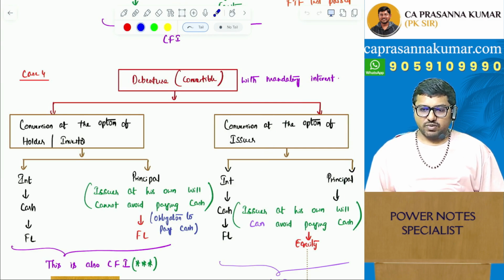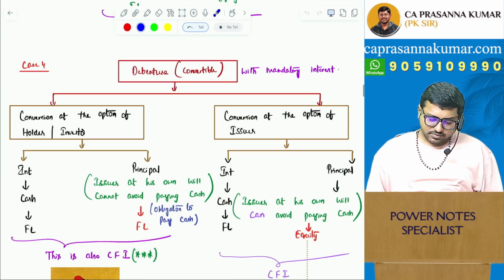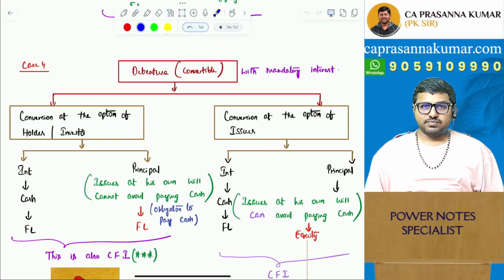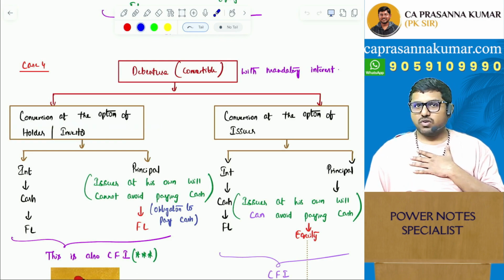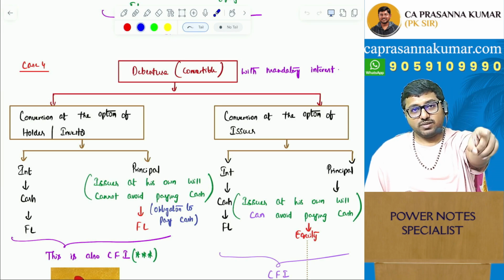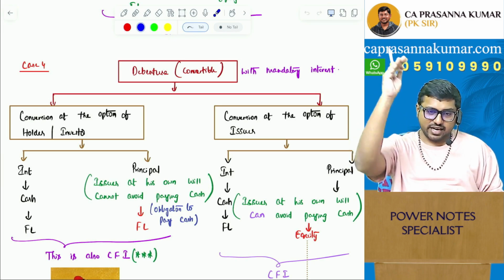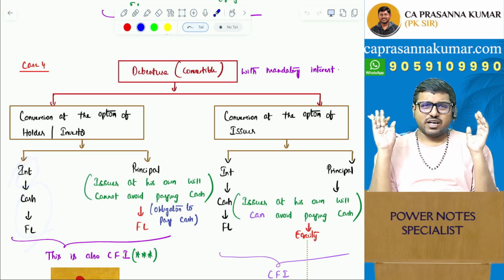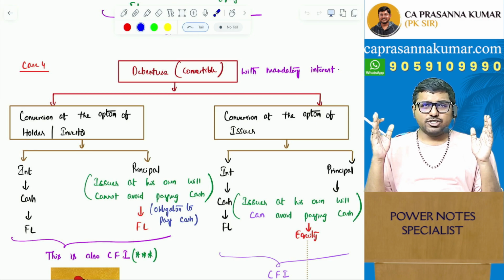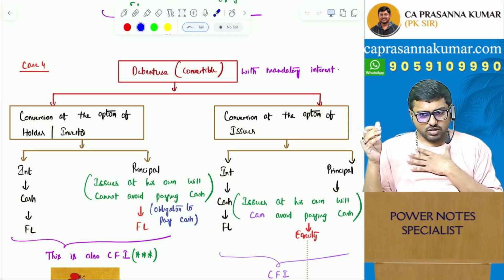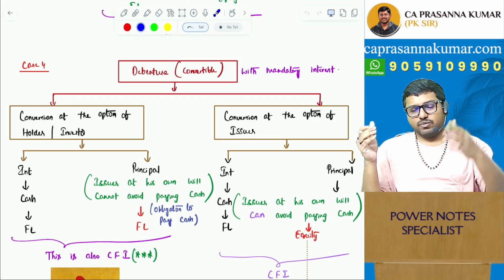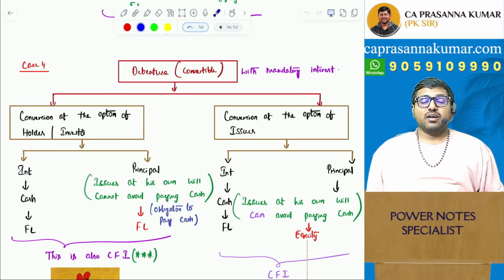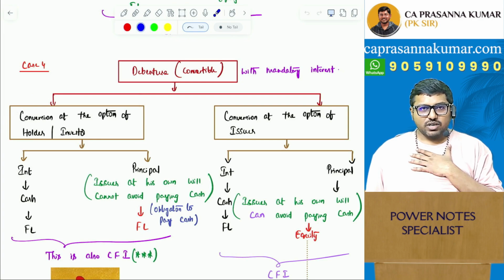Now come to the tricky one. Now here you focus. Conversion at the option of the holder or investor, which means now the ball is not in my court, it is in the court of the investor. Anyway, you have to pay interest. That is 100% financial liability because you have a contractual obligation to pay cash. Who? The company. Let's say PK Limited is the company. I have to pay interest to the investor. Fine. Now, with respect to the redemption, as a company, please try to understand, this is important.